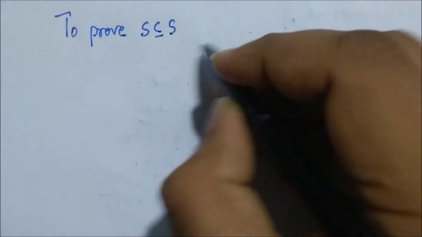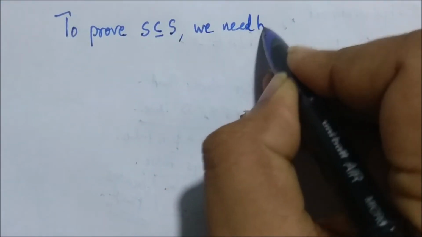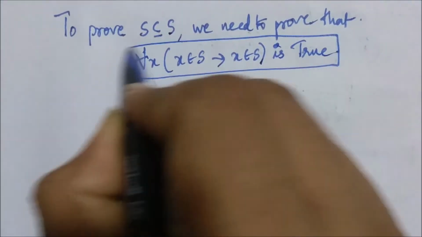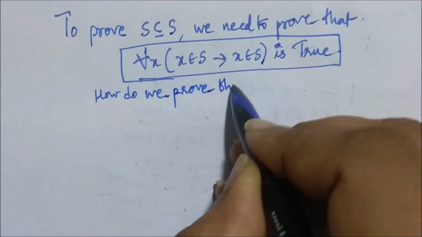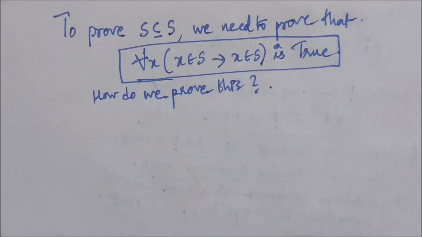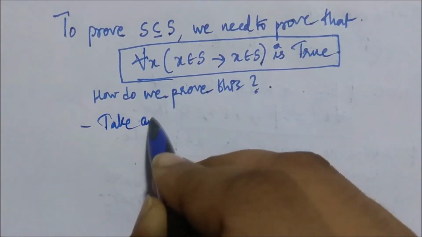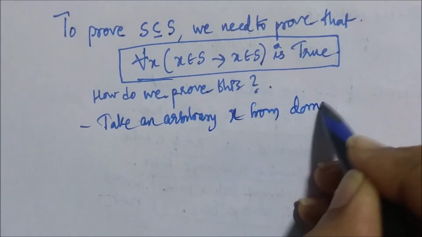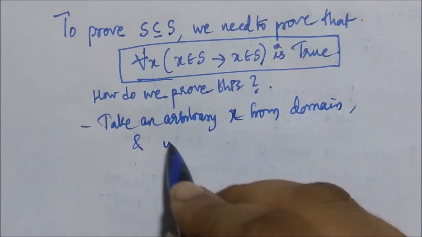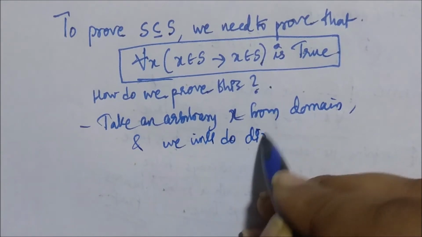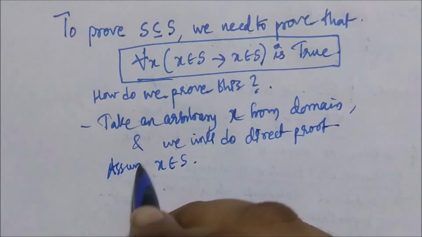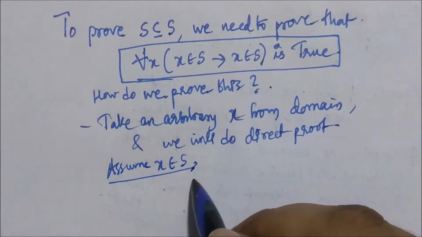Alright, now let's prove that S is a subset of S itself. So again we need to prove that for all x, x belongs to S implies x belongs to S is true. Here let's approach a direct proof method. We take an arbitrary x from the domain and we'll prove that the conditional statement x belongs to S implies x belongs to S is true. Applying direct proof, we assume the hypothesis is true, so x belongs to S is true.